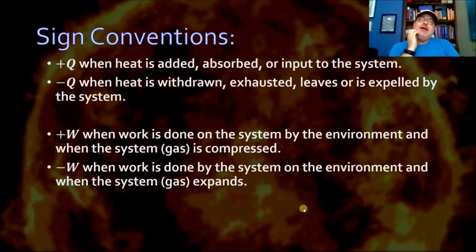We need to make sure we get our sign conventions correct. This first one's really simple. Q is positive when heat is added to, absorbed, or input into the system. Like if we take you and set you out in the sun, heat's going to enter your system, and you will warm up, and your internal energy gets higher. Conversely, if it's a cold day outside and we take you and set you out on the sidewalk, then heat will leave your body, and heat will be removed or withdrawn, or you're going to expel heat, and so your internal energy will go down.